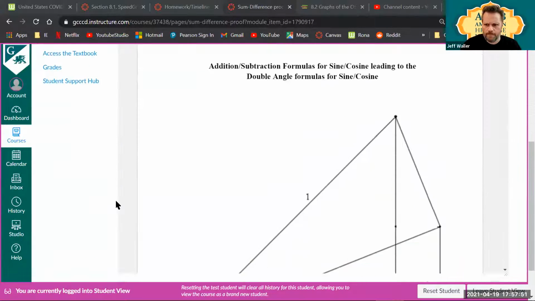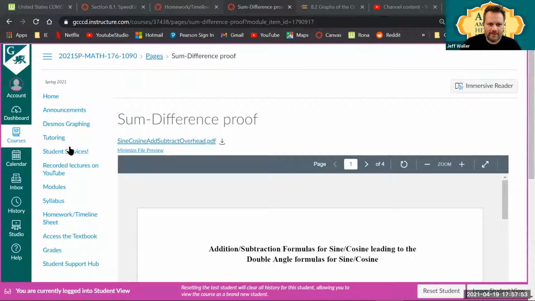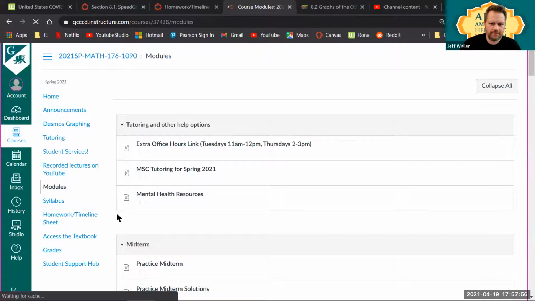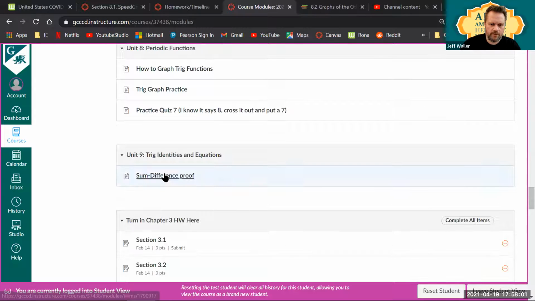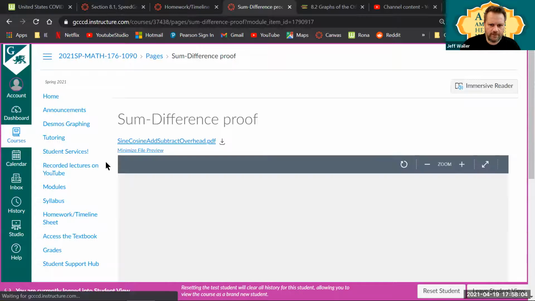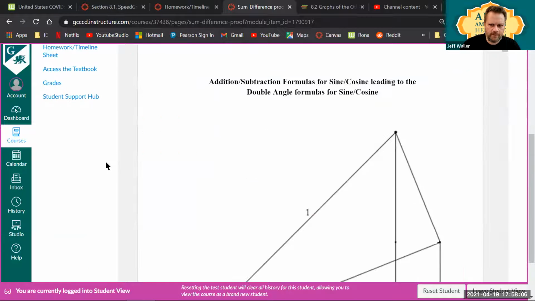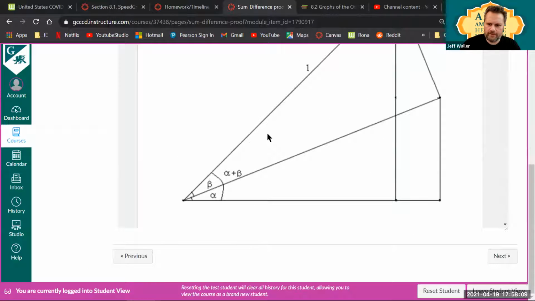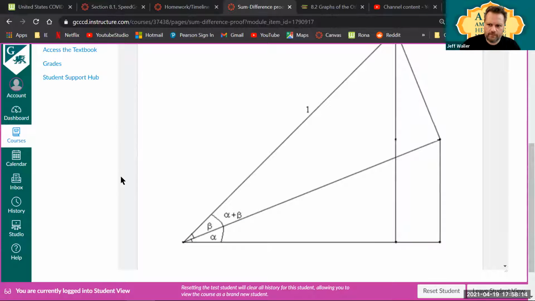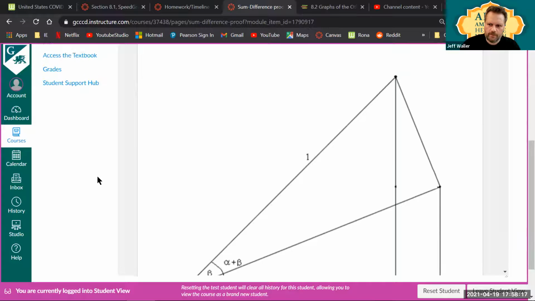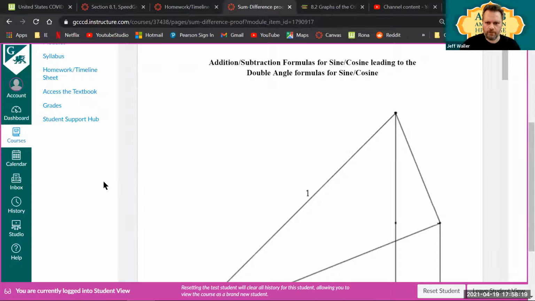All right, so now go to Canvas and let me show you where this is. You're gonna see this bad boy. Go to Modules, go to Chapter 9, Sum Difference Proof. There it is. Look at that. That's just so beautiful. Looks like something you would find in a cave, drawn on the wall. And then something kills us, and we're the opening scene of a movie.